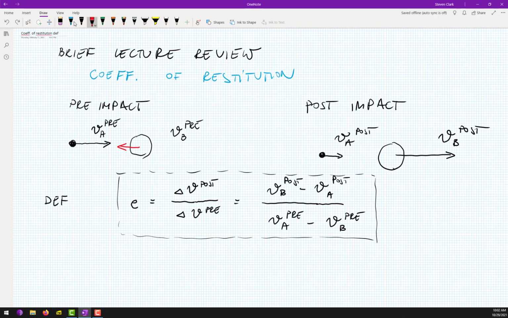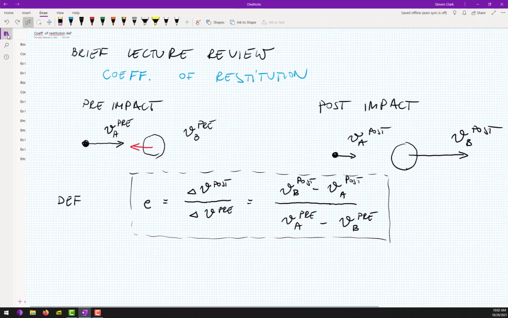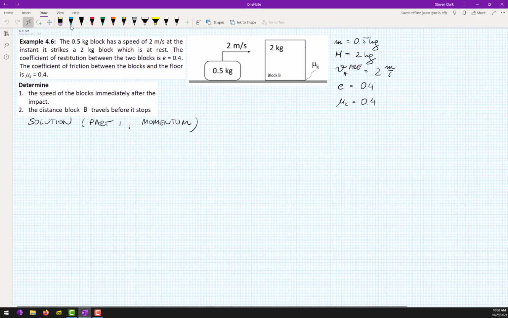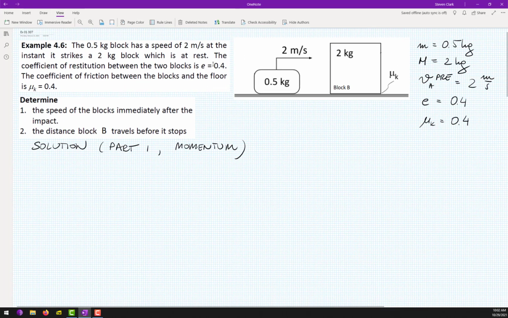Okay, any other questions before example number 1? As usual, please read and understand the problem statement.